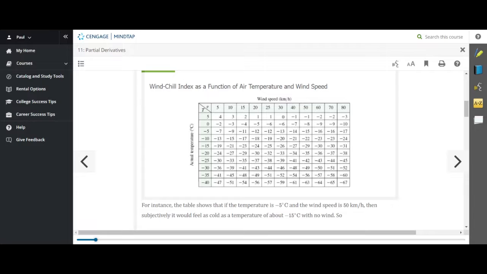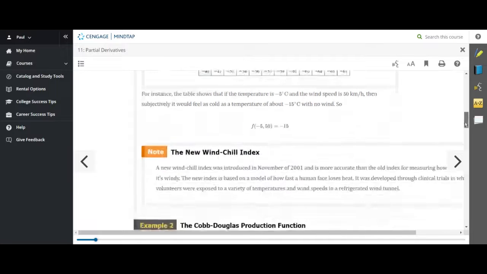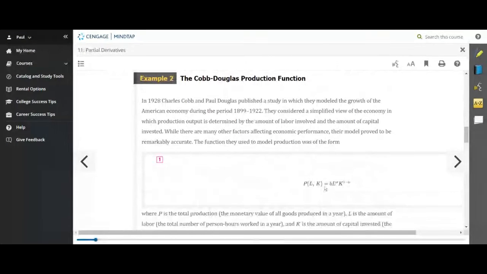Now, there are a lot of other applications too. Another application is something called the Cobb-Douglas production function. I don't know if any of you are majoring in economics, but the Cobb-Douglas production function says production is a function of labor, the amount of labor, and K is the capital invested. So if you increase your labor and the amount of money you put into the factory, you can produce more.